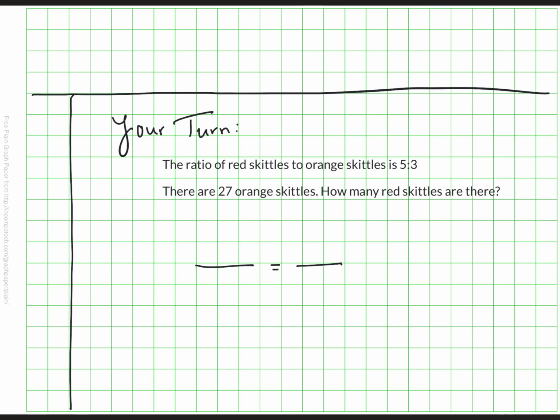For your turn, I want us to think about a ratio of red Skittles to orange Skittles, that is 5 to 3. And using these proportions, I want to see you set up equivalent ratios in proportion form to show how many red Skittles there are if there are 27 orange Skittles.